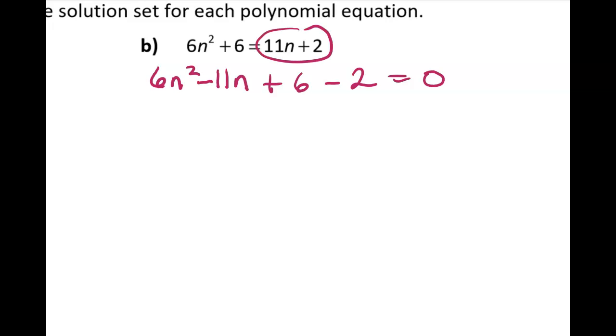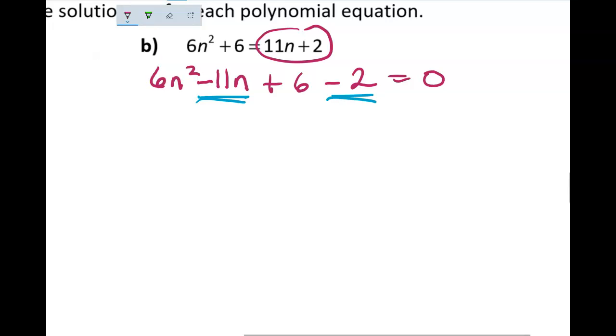6n squared + 6 is equal to 11n + 2. We do not have a 0 on one side of the equation. That's one thing that's very important. So if we subtract off the 11n, I'm going to write it next to the 6n squared right after it because it's the next term since it has an exponent of 1. And then I've got a plus 6 and subtract 2 to move that other 2 to the other side, right? We moved the 11n + 2, and so when moved to the other side, those terms became negative.